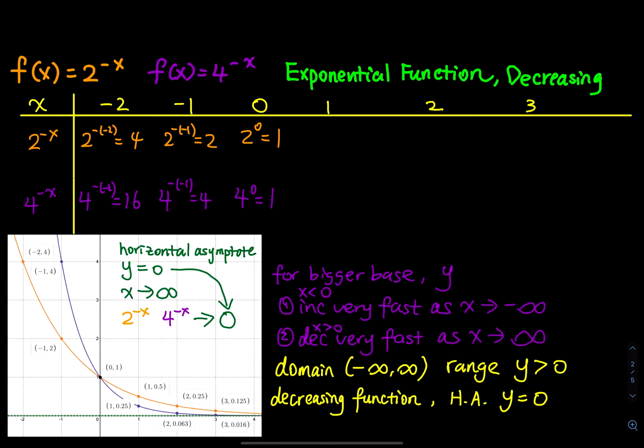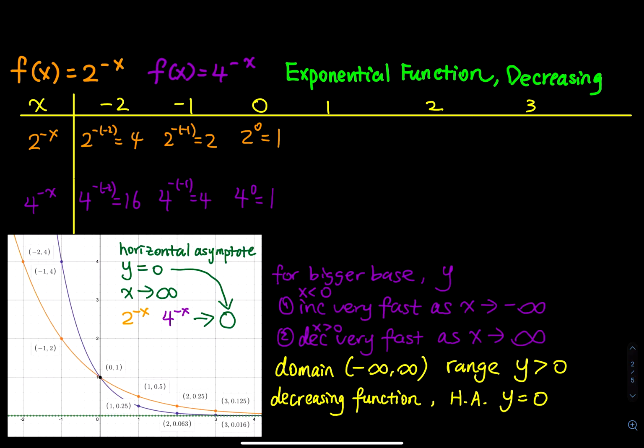For the negative x, when you plug in negative values like negative 2, negative 1, and 0, the two negatives become positive. So 2 squared is 4, 2 to the first power is 2, 2 to the 0 power is 1. And then for 4 to the negative x, 4 squared is 16, 4 to the first power is 4, 4 to the 0 power is 1.